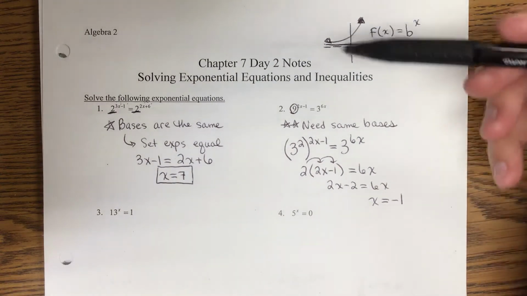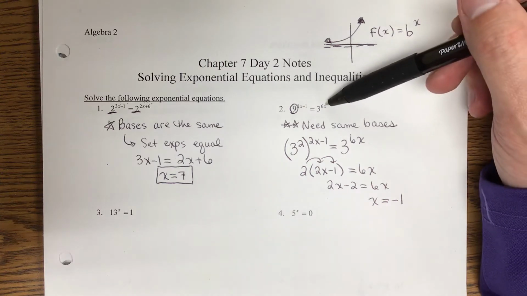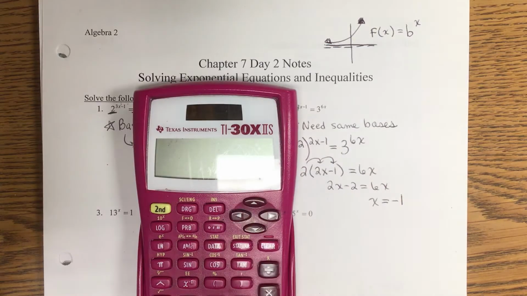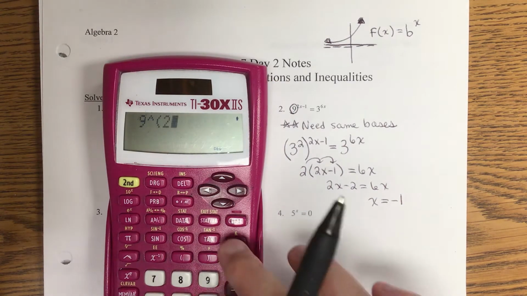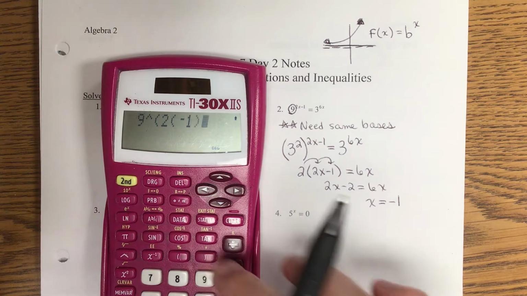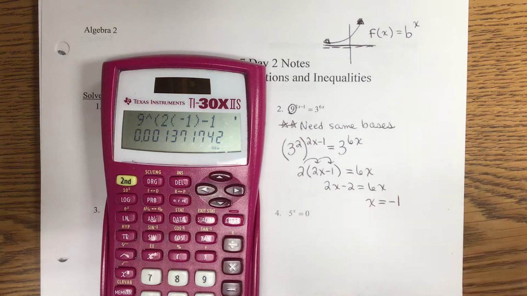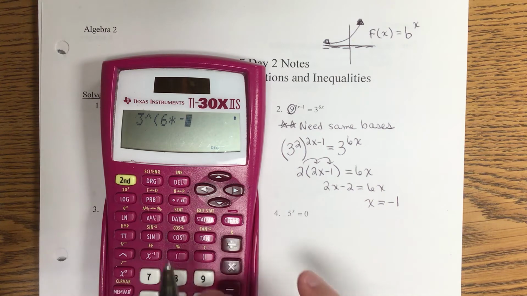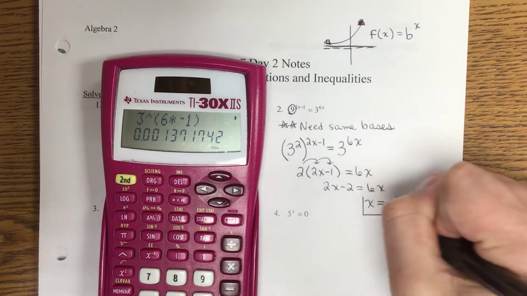And when you check this one, it doesn't work out to be as clear because if you plug -1 here and you plug -1 here, you'll get different powers. But you can type it into your calculator. So if I take 9 to the power 2 times -1 minus 1, I get this number, okay? Imagine that number in your mind, remember it. Let's do the other side. And there's that same number. So I've definitely checked my work here.